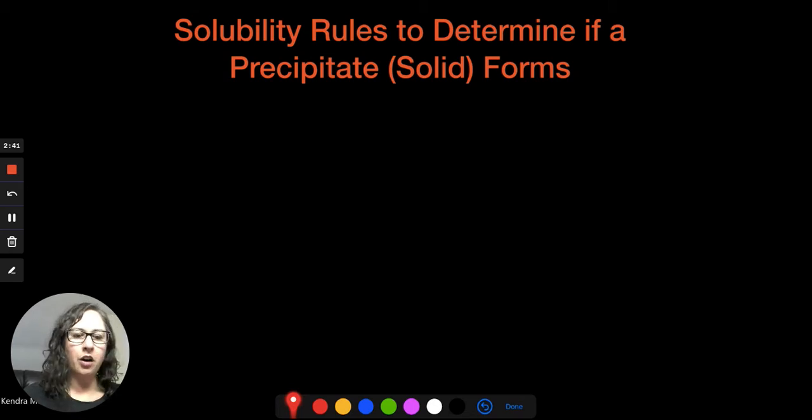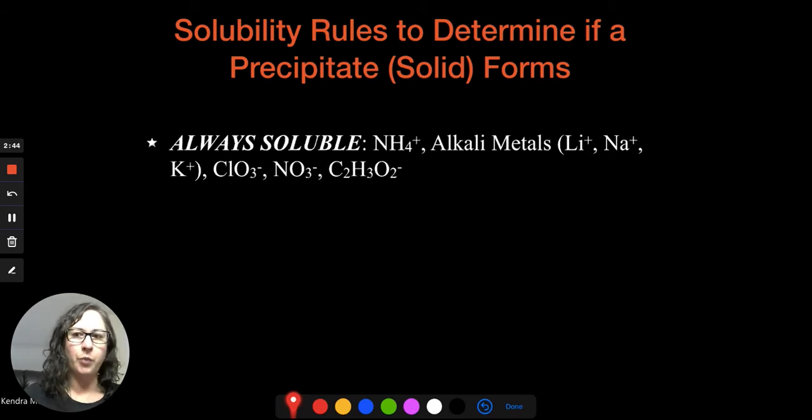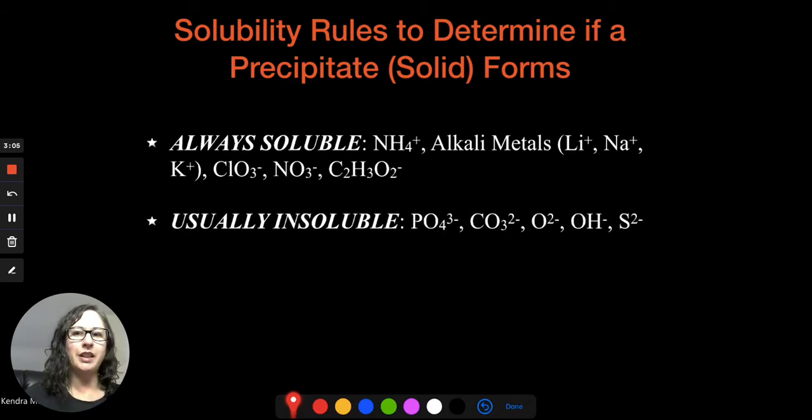So here are the general rules that you want to know. The things that are always soluble: ammonium ion, the alkali metals, so lithium, sodium, potassium, so on and so forth down that column, and then a few of these anions. Okay, so these are the things that we know are always going to be soluble. The things that are usually insoluble are going to be phosphate and carbonate, and oxides. Okay, and hydroxides, it just depends, unless they're with one of those things that are always soluble, and of course sulfides as well.